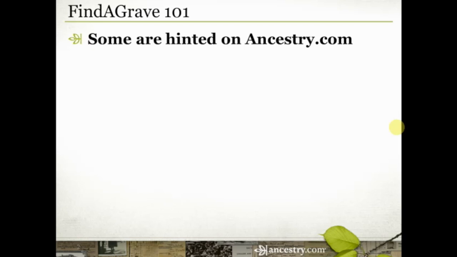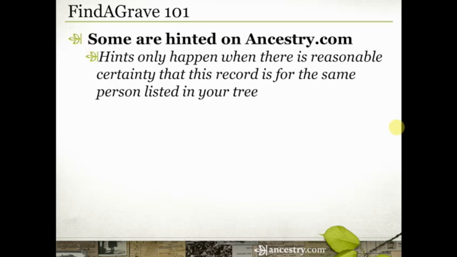So let's talk about how you're going to discover what's available on FindAGrave. 116 million tombstone photos and memorials that have been created. How do you navigate that? Well, the first thing you need to know is that some of them are hinted on Ancestry.com. Hints only happen, of course, when there's a reasonable certainty that the record we're looking at is for the same person listed in your tree. So if you only have minimal information, there's more likelihood of error. The more information you have, the more accurate those hints become.